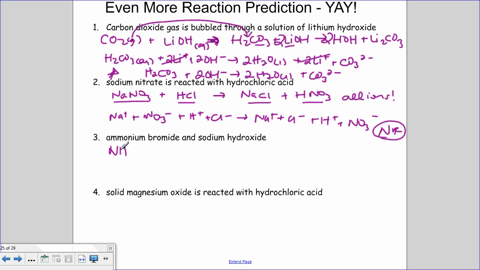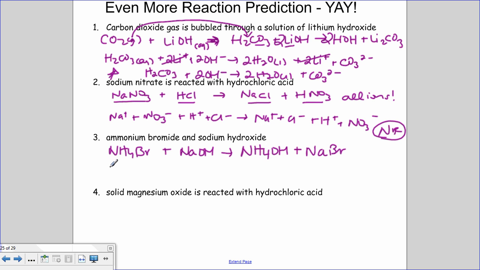Next is ammonium bromide and sodium hydroxide. All right, so we have ammonium and hydroxide that need to come together. And we have sodium bromide. If you're looking at this one, you should be seeing that the ammonium hydroxide is unstable, and therefore it will further break down into ammonia and water.